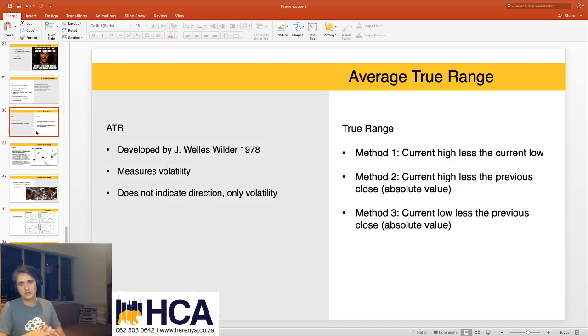Then, average true range. So basically this works out an average over a look back period, or over a period of days, of what the average range for a stock is. So this is a nice indicator of volatility, right? There are three ways of working it out: the current high less the current low, easy peasy. The current high less the previous close, or the current low less the previous close. So what you're trying to do is obviously get a positive number. You can't get negative numbers because it's not going to help. So you have to have absolute values to be able to work this stuff out.